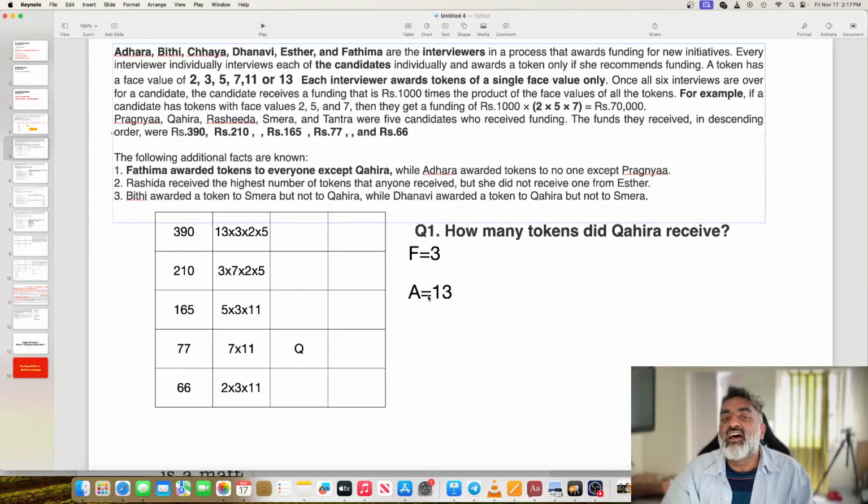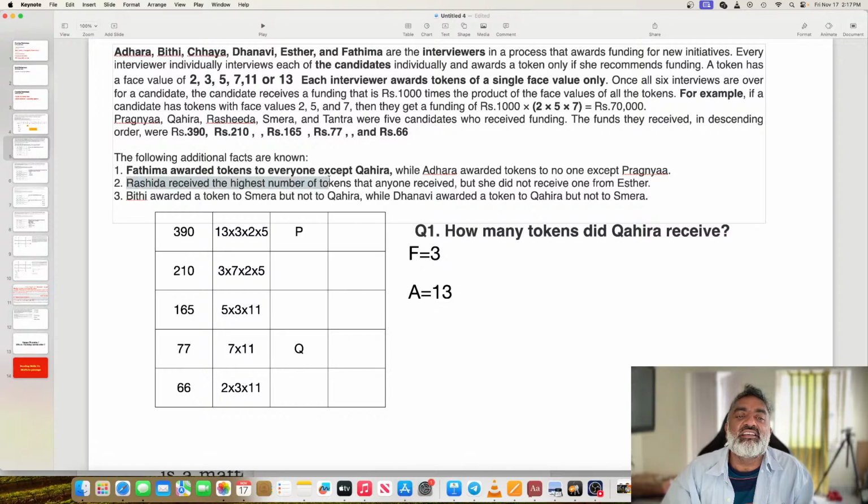Similarly, I know Adhara is 13 to no one except Pragnya. So this must be Pragnya. One story and 4 conclusions I've got, right? Same game going on, and now we're almost done with the set, right? We spend like a minute more and we are done with the story, and we get 5 questions right.